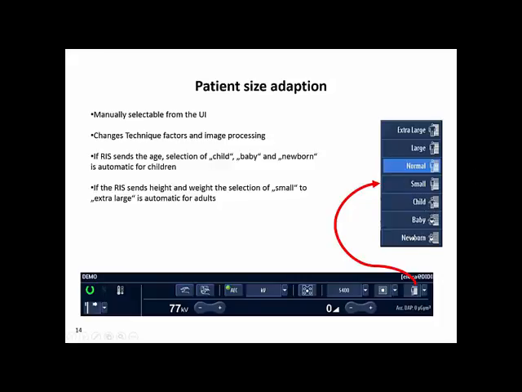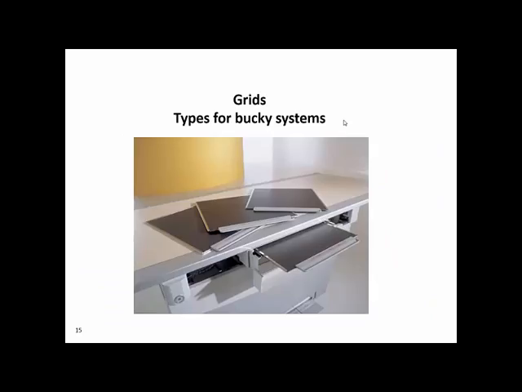Coming to grids, we see that in DR technology, as in CR and conventional, a grid is being used for reducing the scatter.